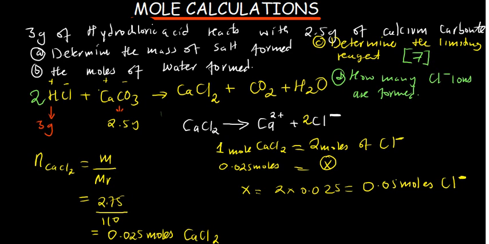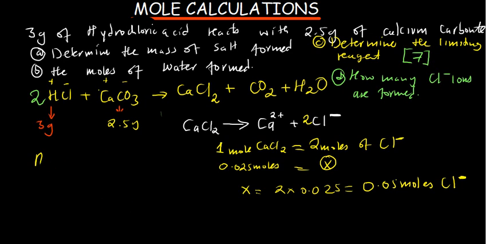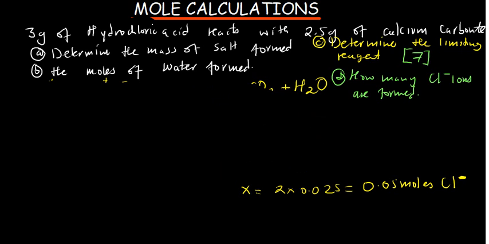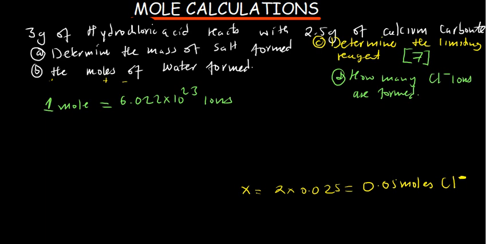Now remember the question is saying how many chloride ions. It is not moles. How many chloride ions? Not the moles of chloride ions, but how many chloride ions are formed. So to be able to find how many chloride ions are formed, we also use the same relationship that we found out. So 1 mole of chloride ions is equal to 6.022 times 10 to the power 23 ions. So 1 mole of anything is equal to 6.02 times 10 to the power 23 particles, ions, molecules, atoms.